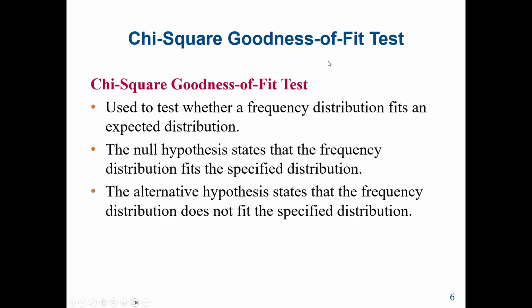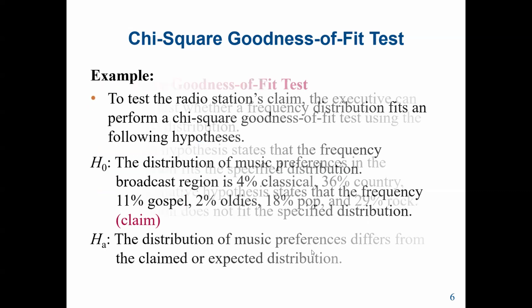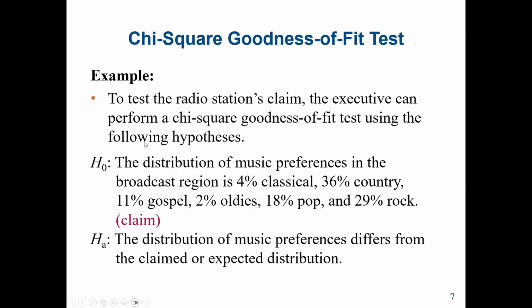Now, a chi-square goodness of fit test normally is used to test whether a frequency distribution fits an expected distribution. Also, the null hypothesis states that the frequency distribution fits the specified distribution. Also, the alternative hypothesis will state that the frequency distribution does not fit the specified distribution. So let's go through an example here.